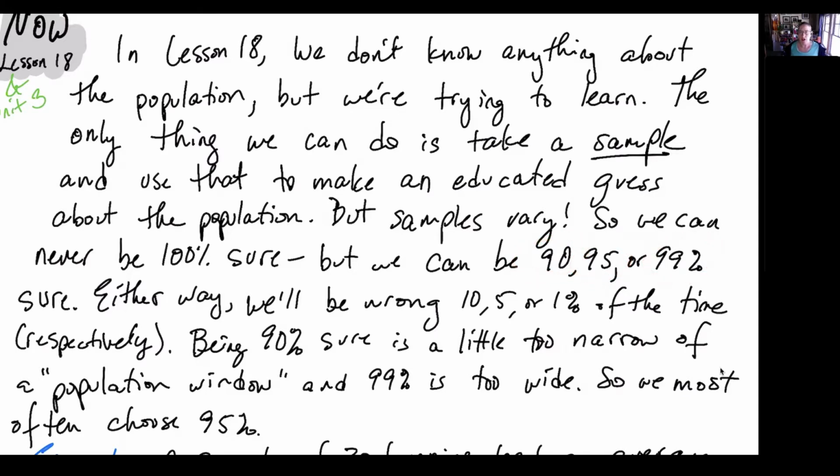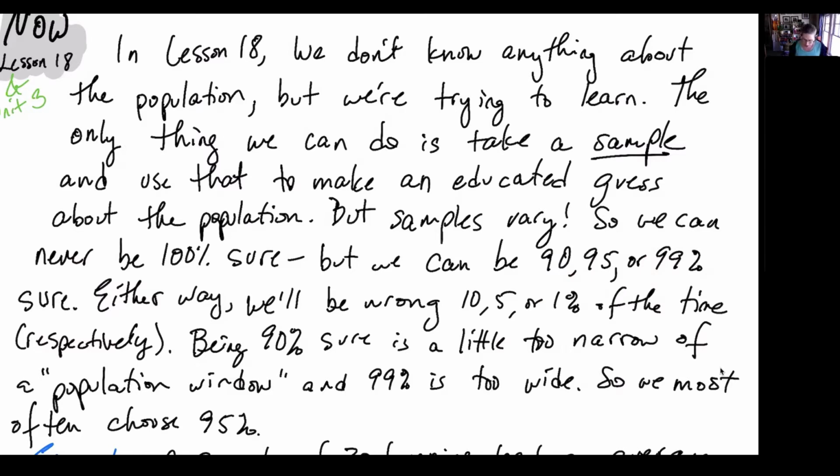Either way, we're going to be wrong 10% of the time, 5% of the time, or 1% of the time. So that's what this means right here. However sure we want to be, and in each of these situations, I will tell you how sure we want to be. This sureness tells us that we're only going to be right this amount of the time. So if we're right 90% of the time, we're wrong 10% of the time. If we're right 99% of the time, we're wrong 1% of the time.